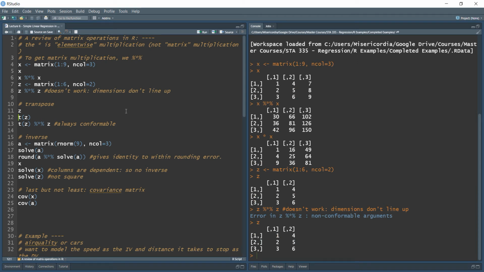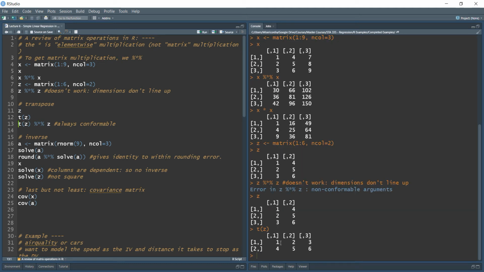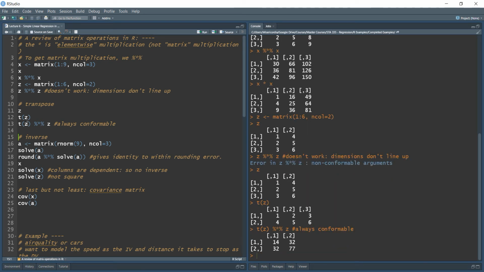The transpose function in R is just t. So we wrap our matrix Z in t and we get that matrix transpose. Again, like peeling a piece of paper from the bottom left to the top right, our columns become rows and our rows become columns. Now, if we take the matrix transpose times the matrix, those are always conformable arguments, and we can do that. Again, we do x transpose x in our solution for the parameter estimates in regression.